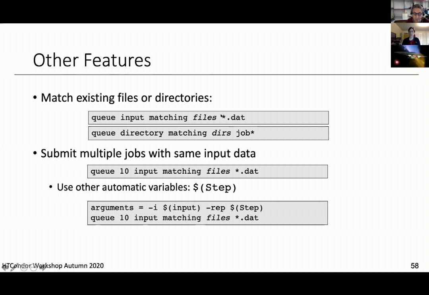The matching syntax has the ability to match only files and directories. I believe all of the options have the ability to submit multiple jobs per item in the list. So you could do 10 jobs per input file, for example. And those are indexed with the step variable instead of process or proc ID.